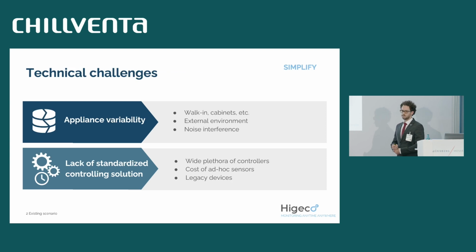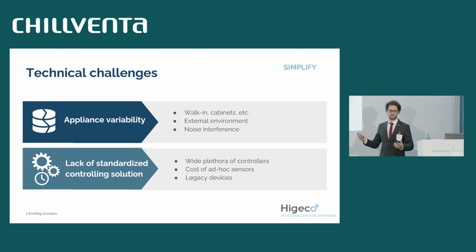Of course, we would want to improve this time-based system, but there are some technical challenges we need to overcome. The first problem is appliance variability. We have walk-ins and cabinets and all kinds of things in between, and each has its own characteristics. We have a great variability in the external environment. So we have different climate classes, different humidities, different temperatures. Temperatures and humidities change throughout the years. And of course, this is very difficult to generalize.